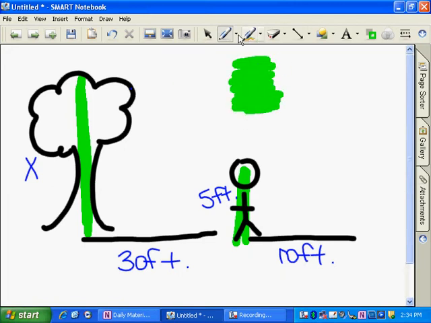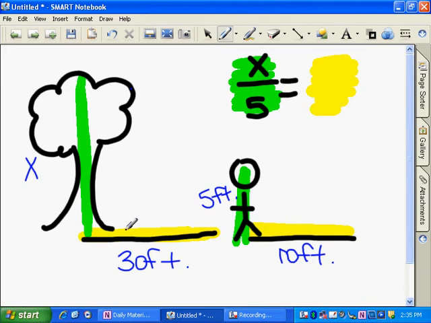So I'm going to set up my proportion this way. Then you've got the length of the shadow of the tree, and you've got the length of the shadow of the person. Those two sides correspond to each other, okay? So now when I'm setting up my proportion, I can say the height of the tree compared to the height of the person is equal to the length of the tree's shadow to the length of the person's shadow.